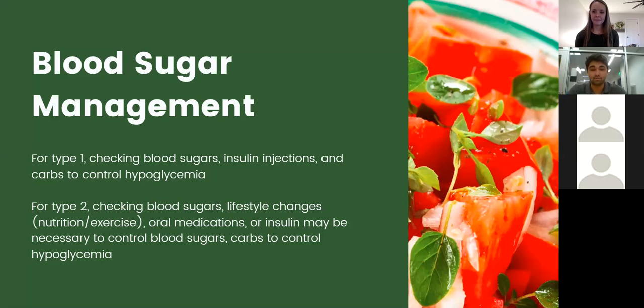So the actual ways to manage blood sugar vary among types. For type 1, you need to check your blood sugar. You can either use finger pokes, or I have this Dexcom right here, and it's got a little wire that sits under my skin, and it'll read out to my phone or my insulin pump, which brings me to the insulin injections part.